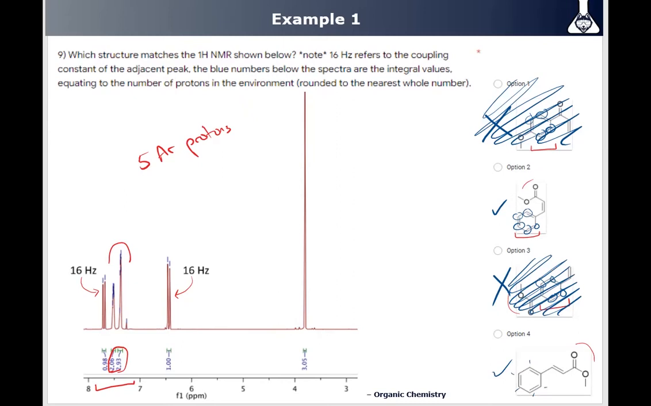Let's look at some other kind of identifying things in that NMR to make sure everything matches. We have a singlet here for 3 hydrogens.